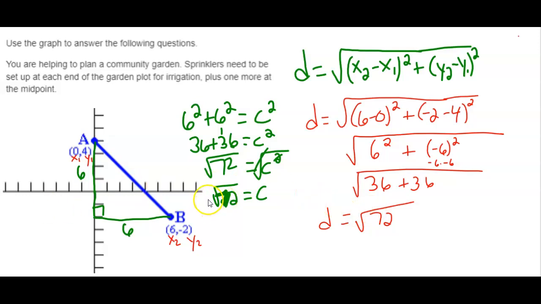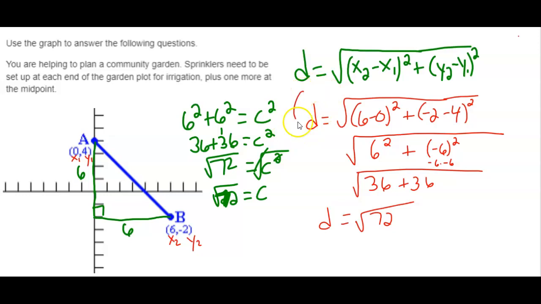So it's totally up to you. If they give you a graph, it might be easier for you to use Pythagorean theorem, but if they just give you 2 points, then it might be kind of annoying to graph those 2 points and then draw your triangle and then figure it out. So if you're just given 2 points, the distance formula is definitely a little bit shorter.